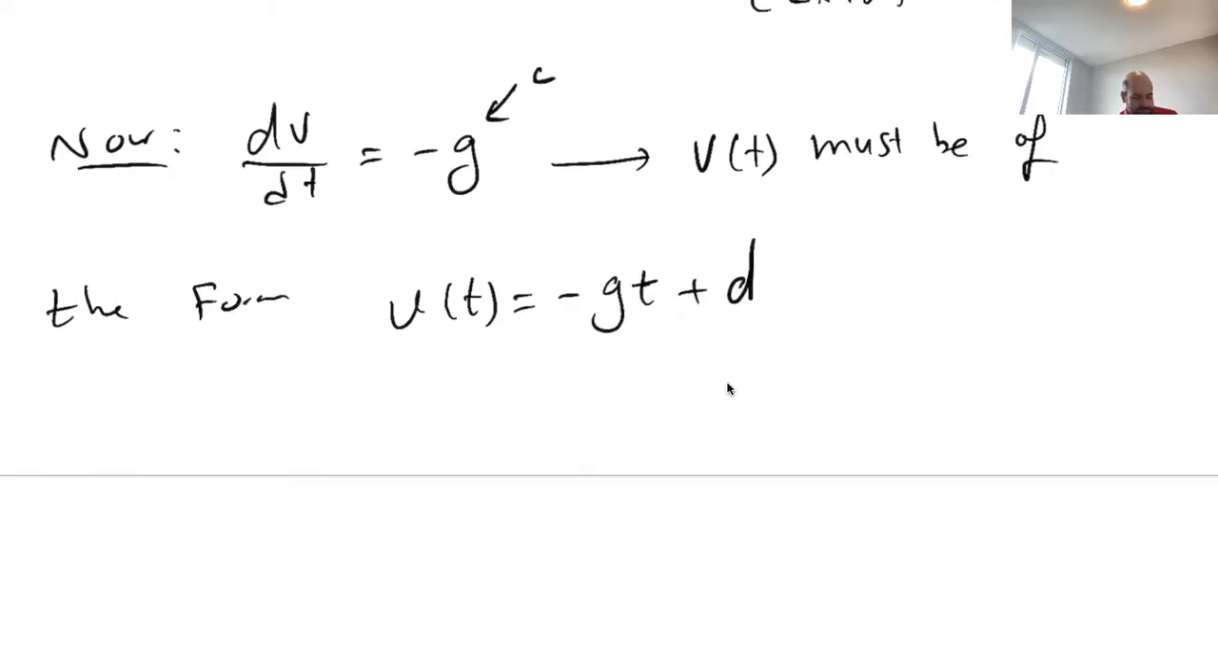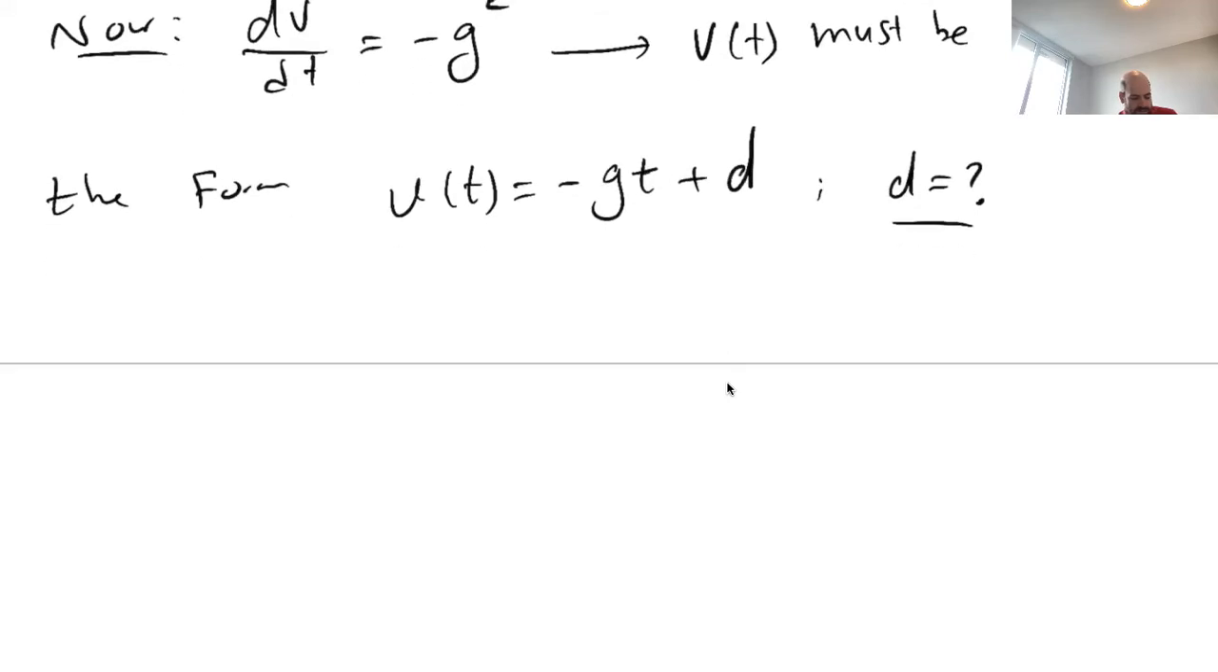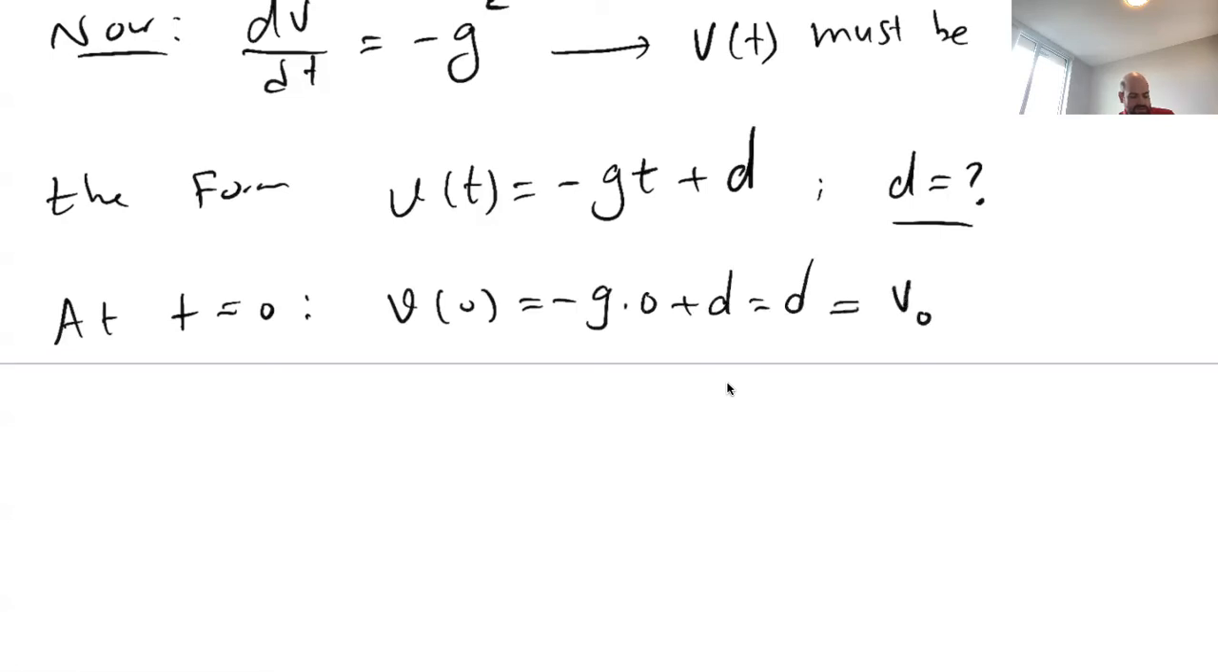Now, what is d? Let's look at v at 0, so the initial velocity. I want to find d, okay? So let's look at the initial velocity, meaning velocity at t equals 0. So at t equals 0, v of 0 is equal to minus g times 0 plus d, which is d. And let's call this one v0.